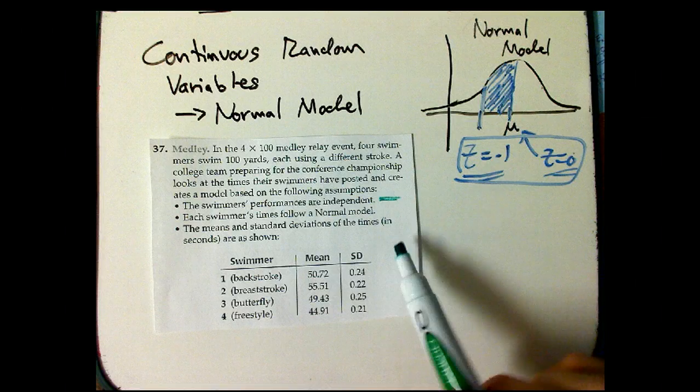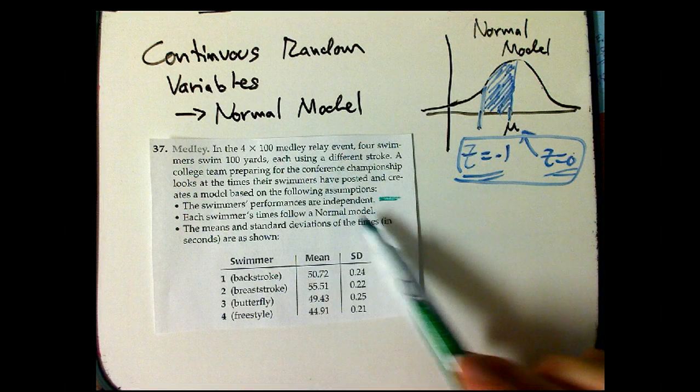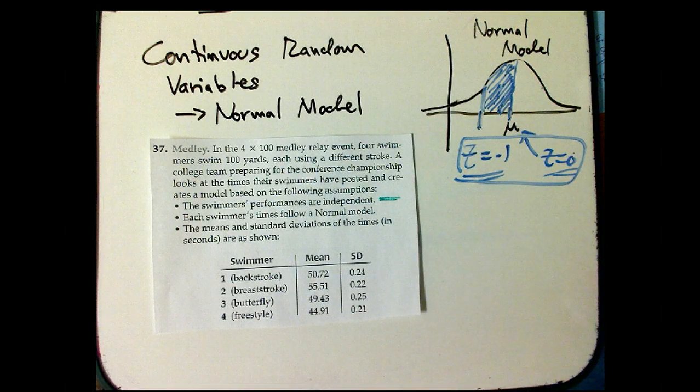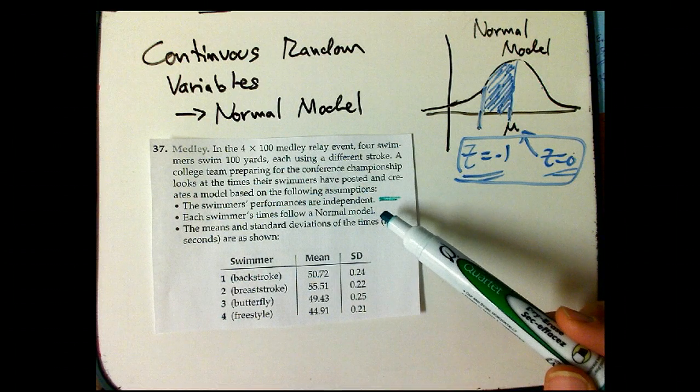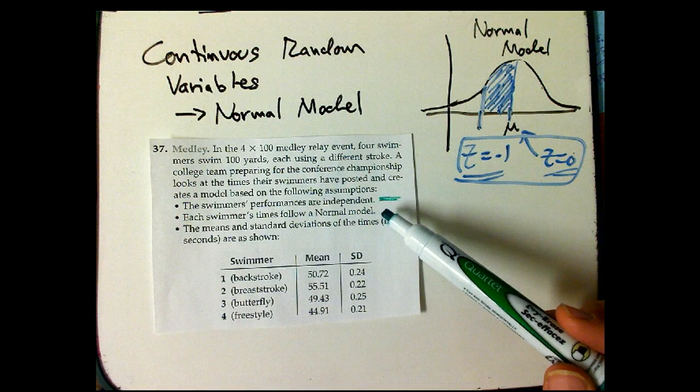The swimmers' performances are independent because all of our assumptions, or almost all of our assumptions about how random variables combine are much, much simpler when things are independent. Each swimmer's times follow a normal model. That's not necessarily a very accurate assumption, but it's the only model we have any knowledge of at this point.